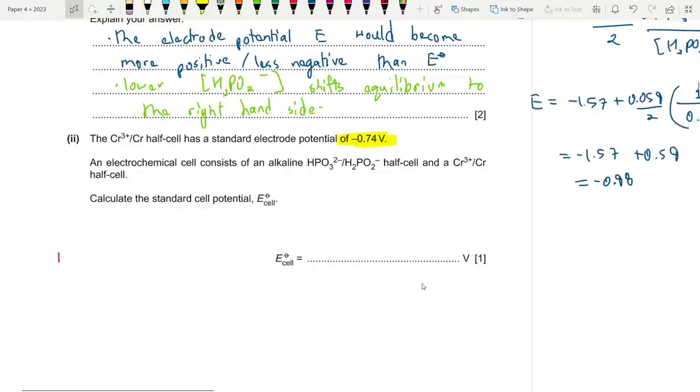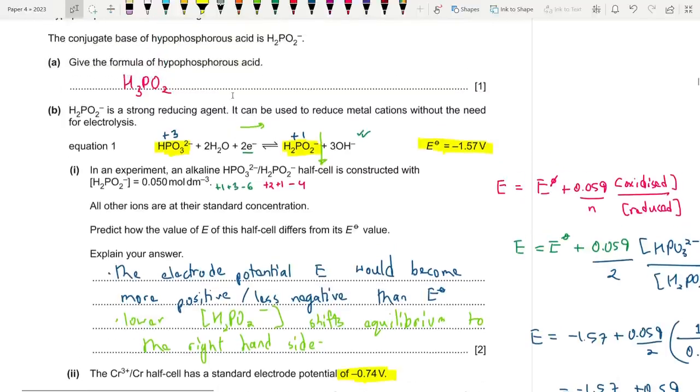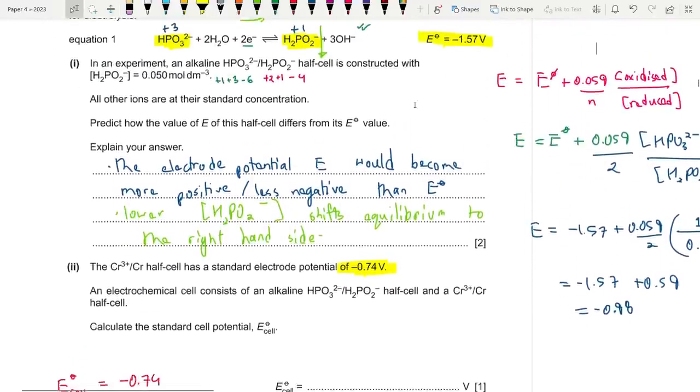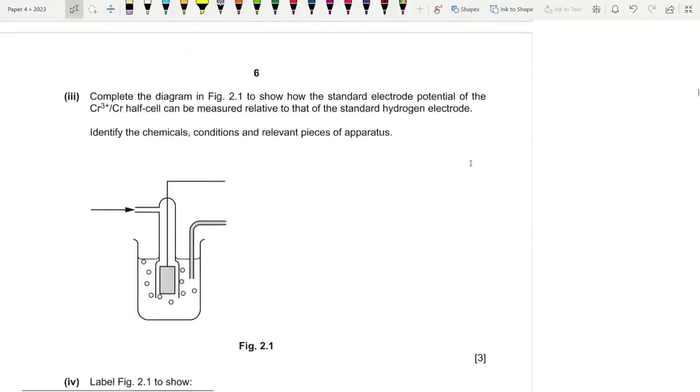So let's find E cell. So chromium will get reduced. So I'm going to take its reduction potential, and I have to take the oxidation potential of the HPO3 2 minus H2PO2 minus half cell. Okay. So since the reduction potential is minus 1.57, the oxidation potential will actually be plus 1.57. So we end up with a value of plus 0.83 volts, which is feasible. Fine. Complete the diagram to show how the standard electrode potential of the chromium half cell can be measured relative to that of the standard hydrogen electrode.